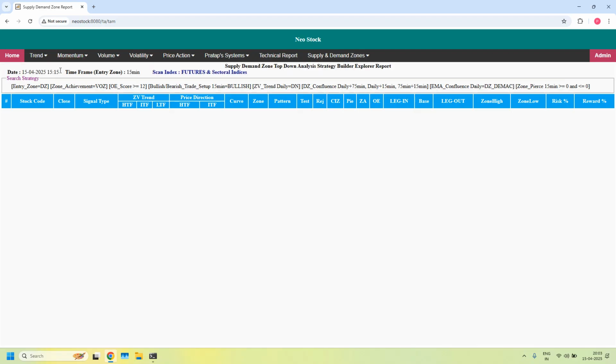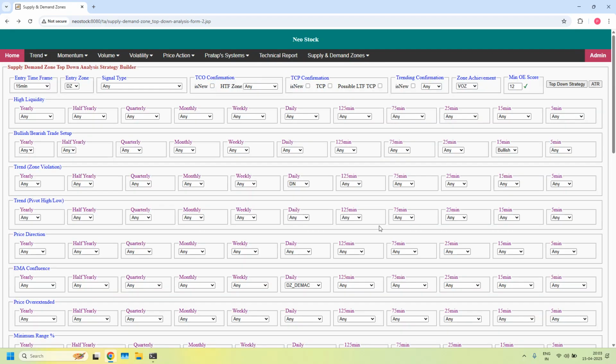So this is the 15 minutes entry time frame. Entry zone, demand zone. VOZ greater than 12 OE score. Bullish or bearish? 15 minutes time frame, bullish. Perfect. Zone violation. Trend should be uptrend. This is the mistake I made, because it is a bullish trade setup, trend should be uptrend. So I am going back, selecting the trend as uptrend.